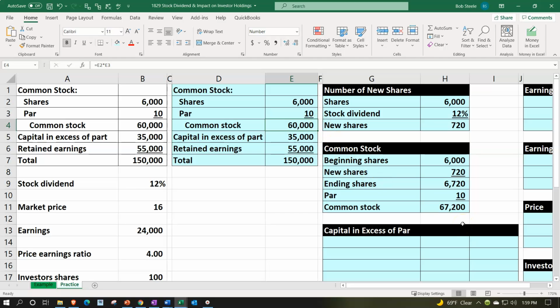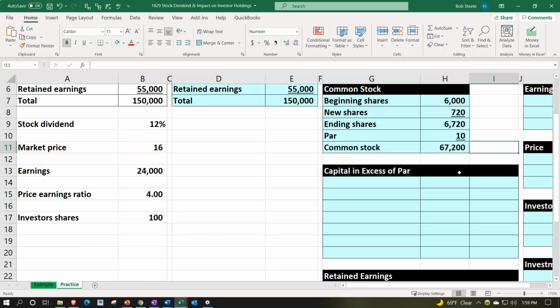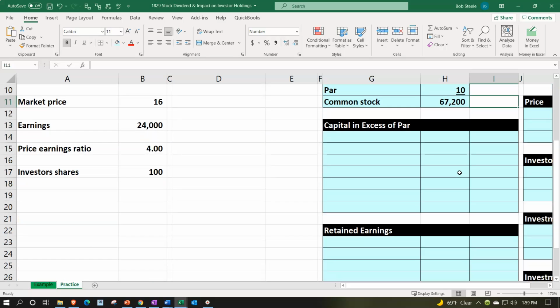We're not going to do it yet, or I'm not going to do it yet. I'm going to do it later. If you can't wait and you need to do it now, do it now. But I'm going to do it later after we do the whole thing here for the equity section.